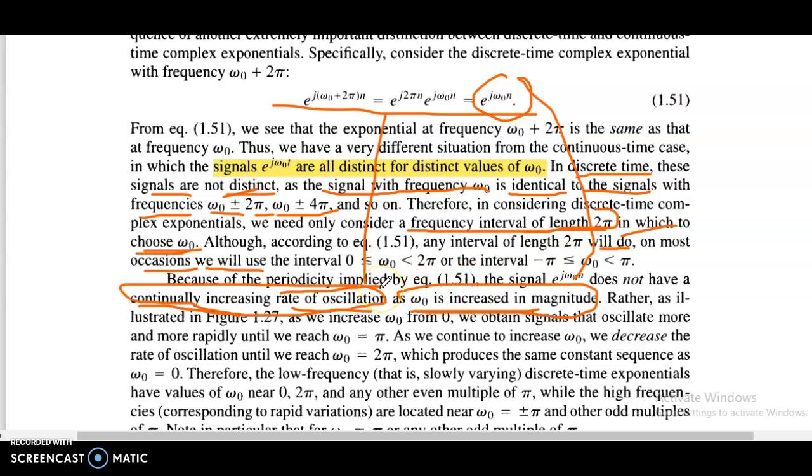Rather, as illustrated in figure 1.27, as we increase ω₀ from 0, we obtain signals that oscillate more and more rapidly until we reach ω₀ equal to π.